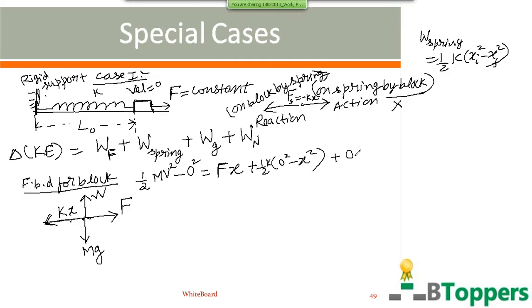Here the displacement of the block is in the horizontal direction. Gravitational force mg acts in the vertical direction. So work done by the gravitational force on the block is 0 because the gravitational force acts perpendicular to displacement. In the same way, work done by the normal reaction force on the block is also 0 because the normal reaction force also acts perpendicular to displacement.